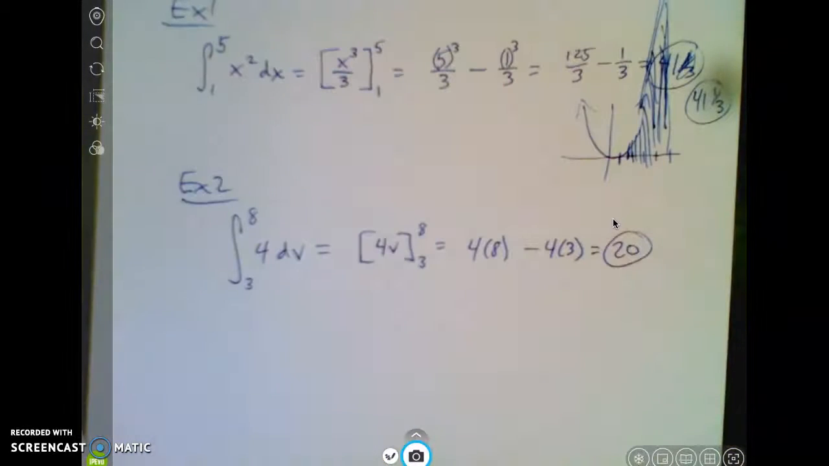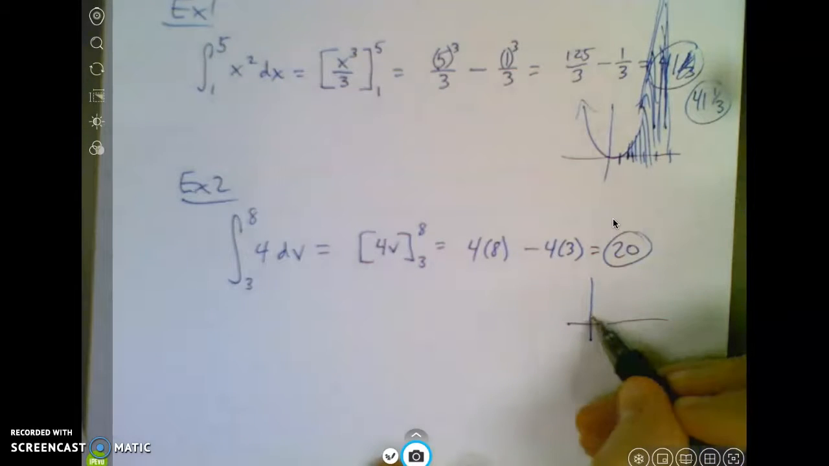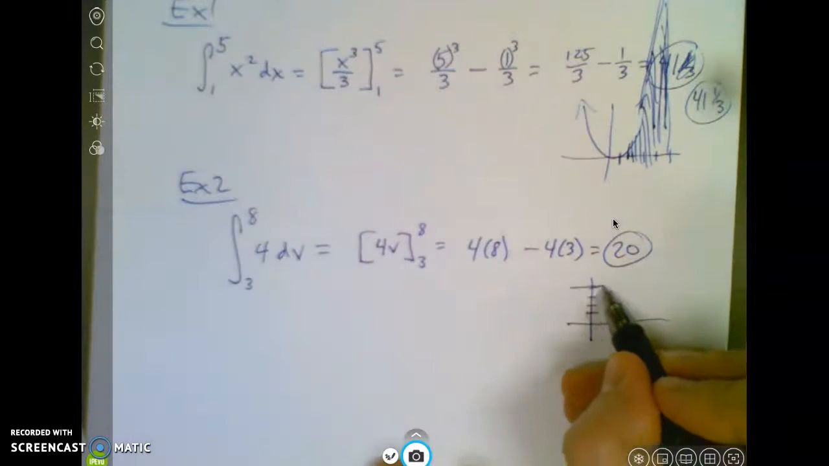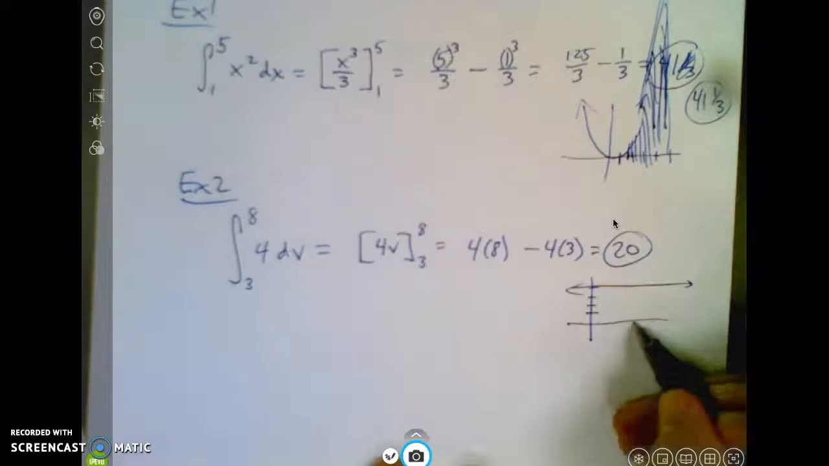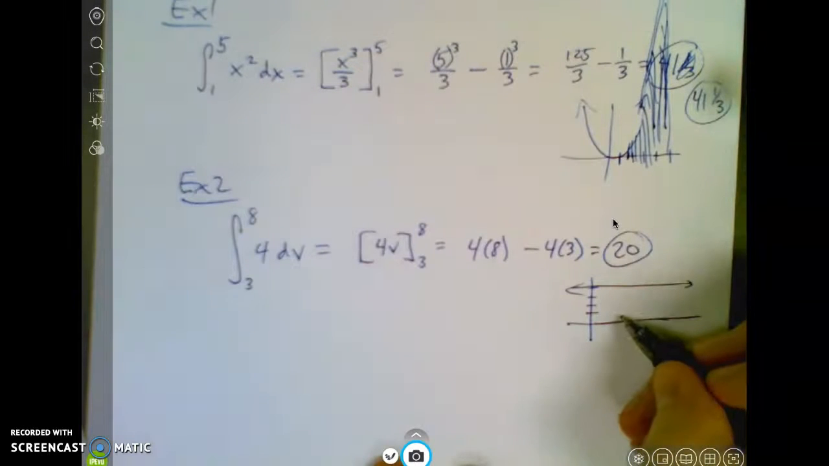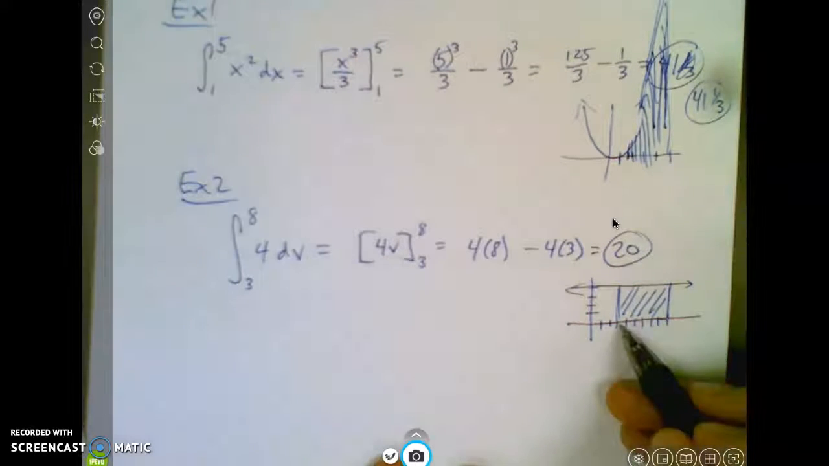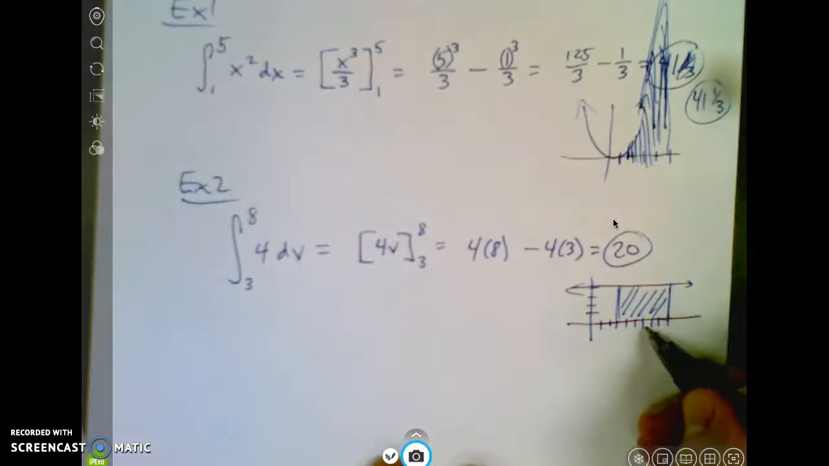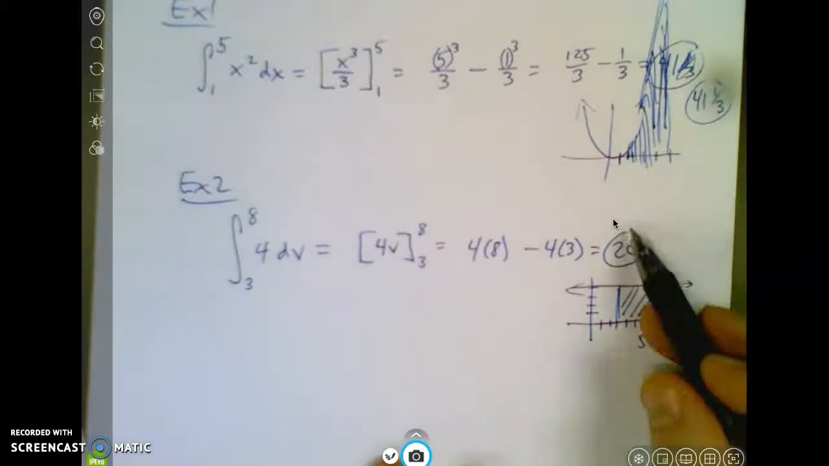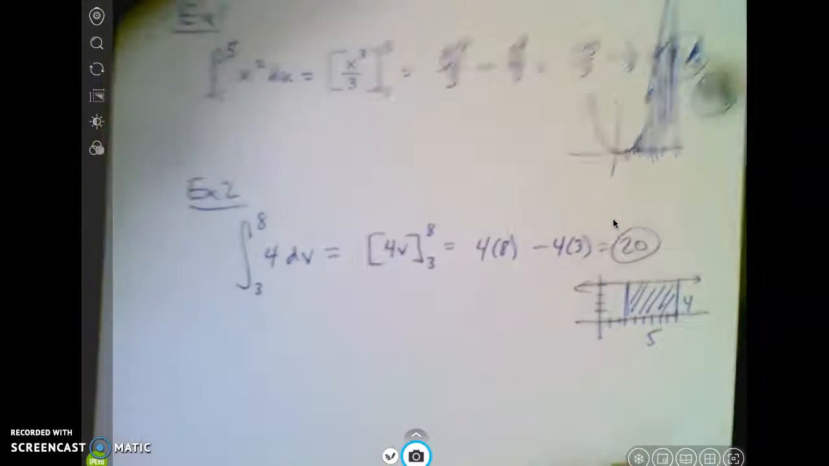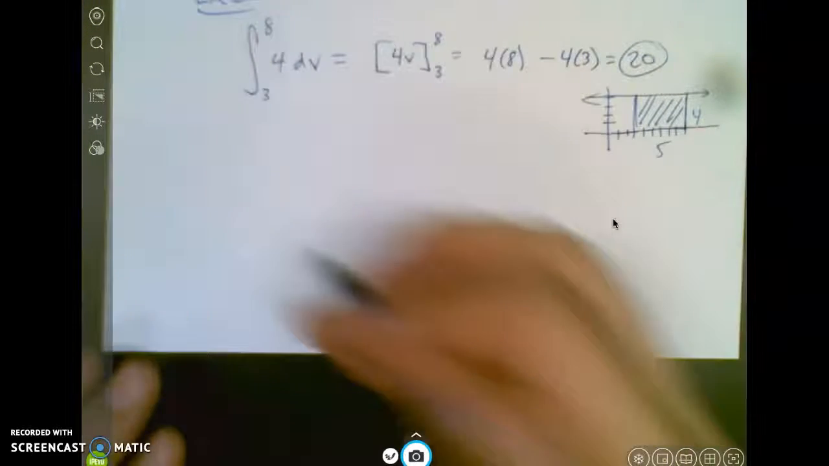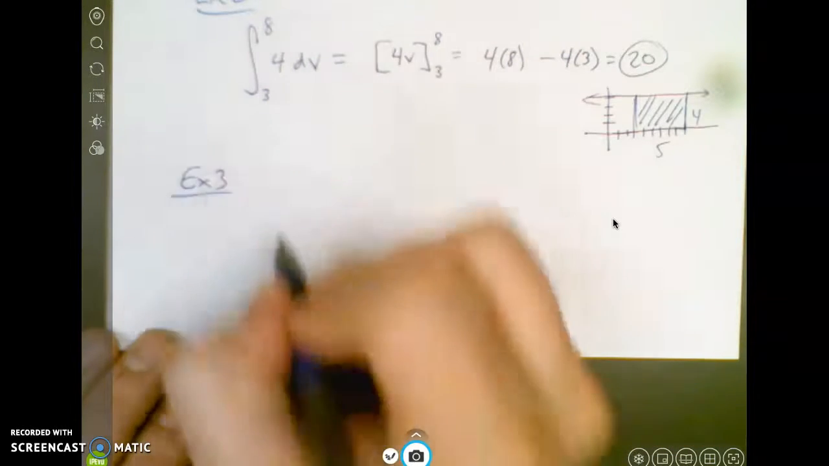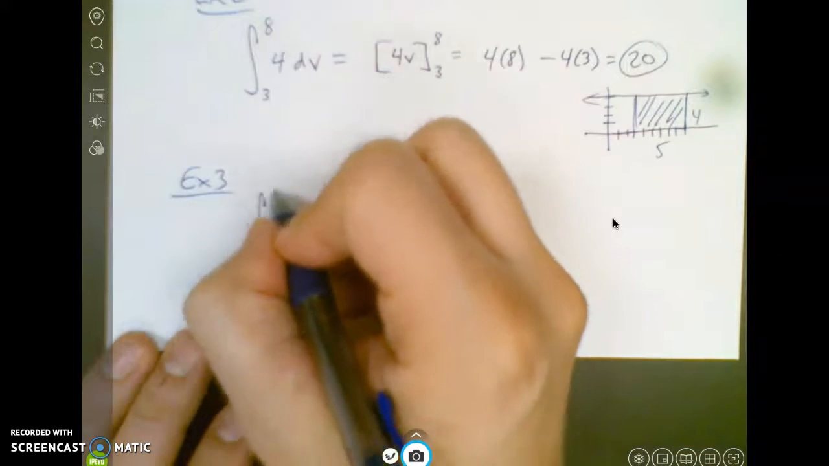20 square units. If I graph that, 1, 2, 3, 4, this is a horizontal line at 4, and I'm only keeping the chunk from 3 to 8. So here's 3 to 8. It's a rectangle. I could just say it's 5 times 4, and that confirms my 20. You don't really have to draw the picture every time, but I like to go back to the picture just for sake of memory. So then you can get crazier ones like this.